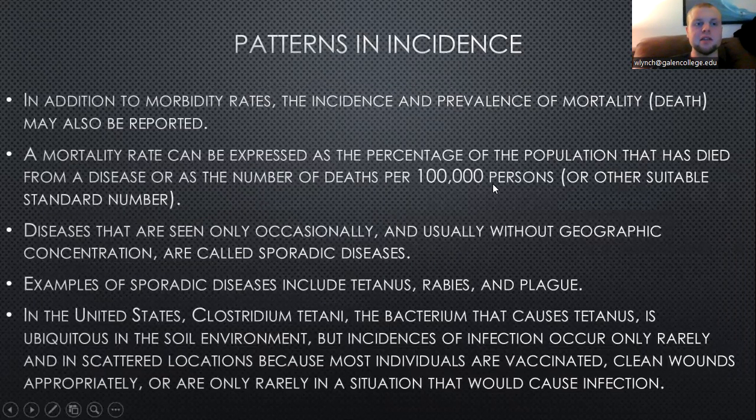So some patterns in incidence. Morbidity rate is going to be the incidence and prevalence of disease, and mortality rate is going to be a percentage of the population that has died. So morbidity is a percentage that is diseased. Mortality is a population percentage that has died from that disease. We see examples of sporadic diseases that we see occasionally, without a geographic concentration. So this is going to be something like plague or rabies or tetanus. There are various outcomes or blotchy epidemics that happen over the course of time that don't have a specific constrained area.